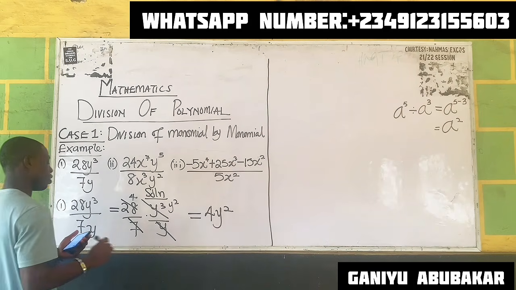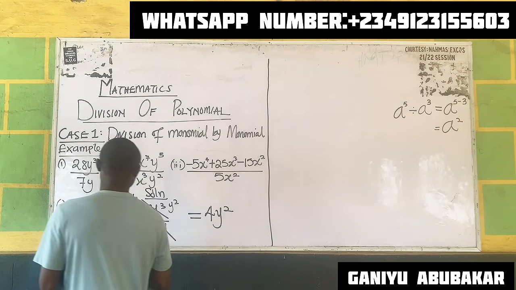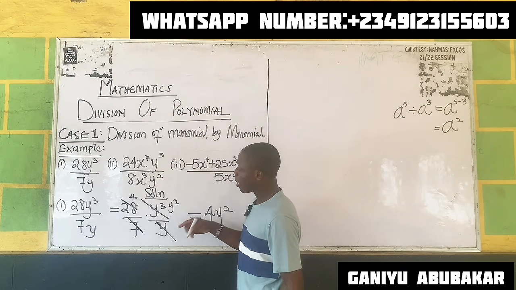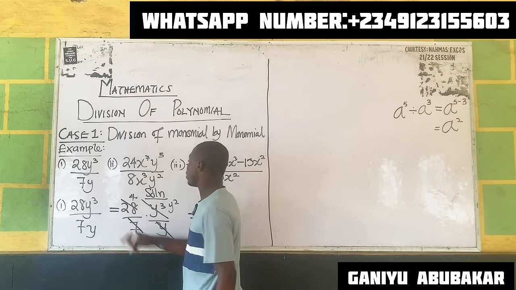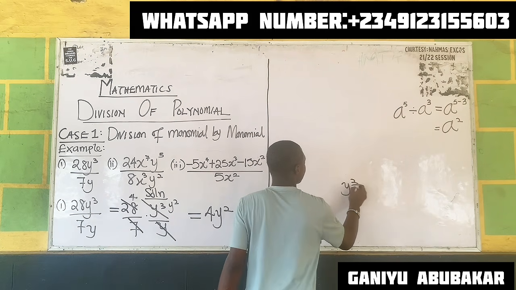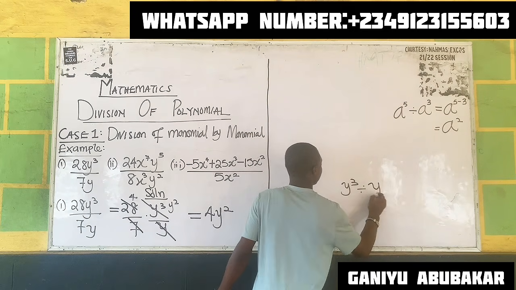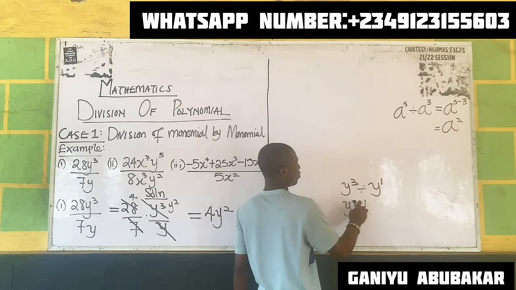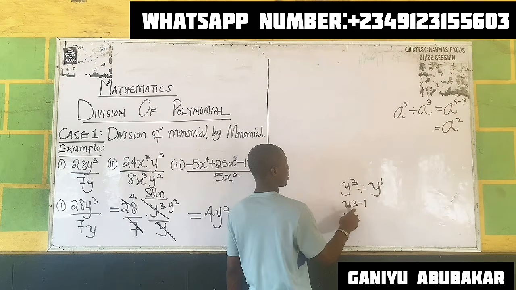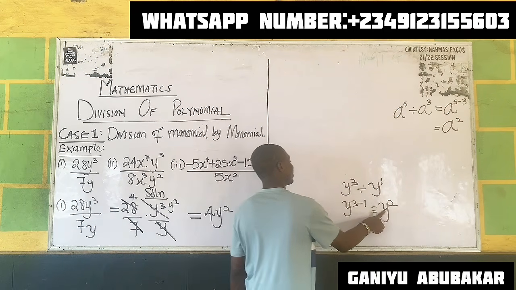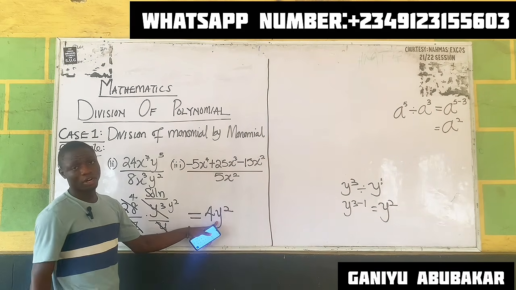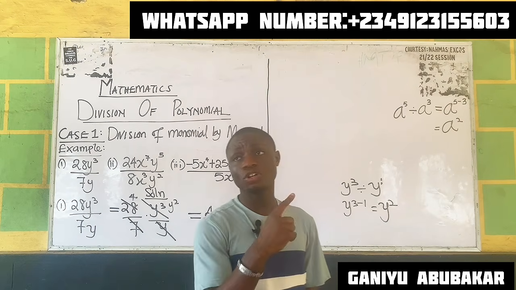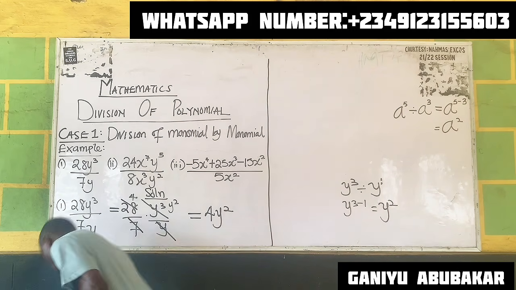4y squared. That's basically all, right? That's basically how you solve this particular question. Or perhaps if you want to, you can apply the law of indices. I'm having y cubed divided by y. This gives you y cubed minus 1, because there's a power of 1 here. So the division law says you subtract. That gives you y squared, which is this y squared here, right? As you can see, I have infiltrated the idea of the division law of indices into this concept. All right, so bear this in mind.